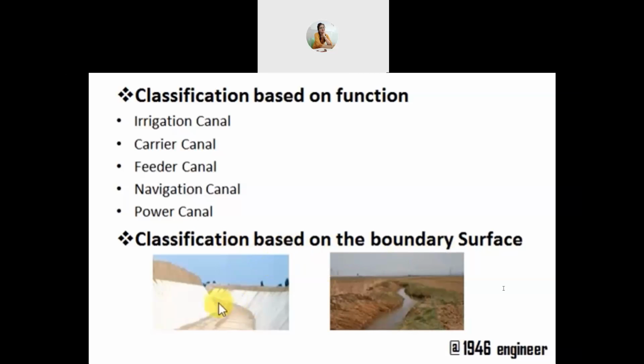Again, I'm going to revise this. We have rigid canals or lined canals. These are called as unlined canals or non-rigid canals. And these non-rigid canals or unlined canals are divided into 2 types: alluvial canals and non-alluvial canals. Alluvial canals have silt as its strata, whereas non-alluvial canals have clay or rock strata as their bed.